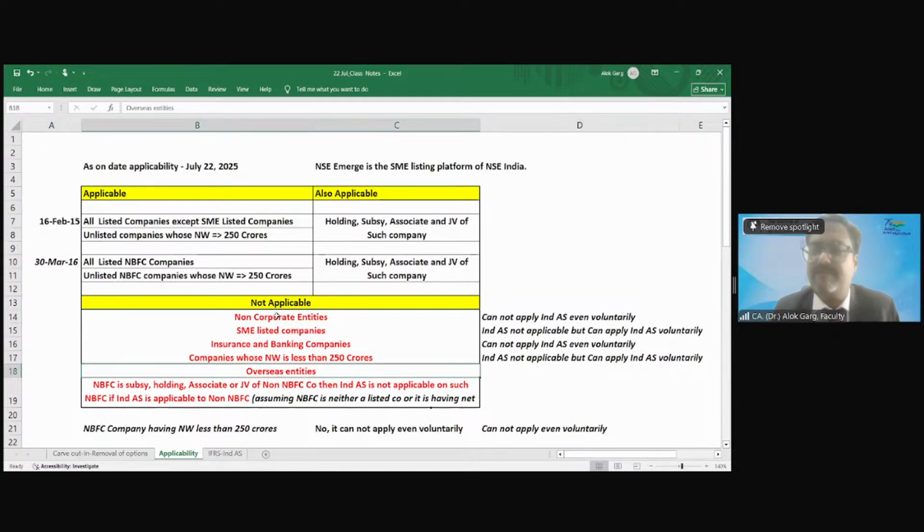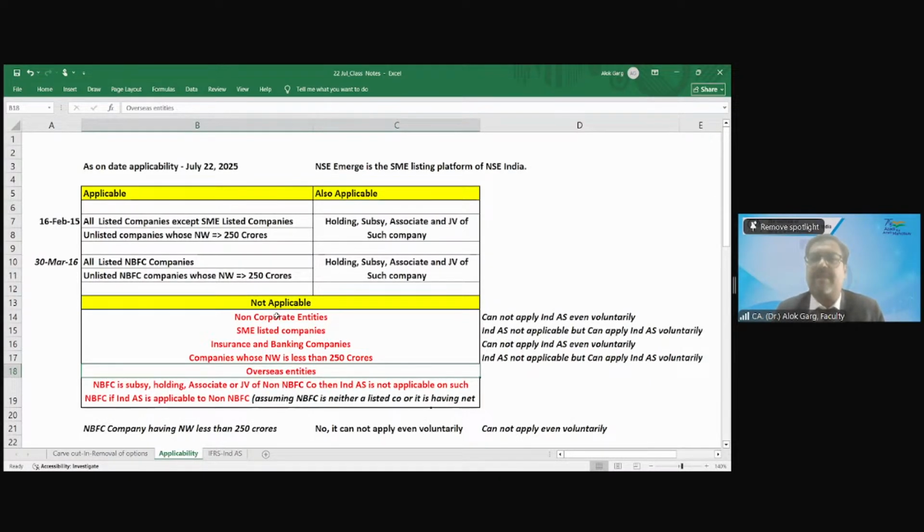Overseas entities. Reliance Industries Limited has invested in the USA. Reliance has a subsidiary in the US. Reliance की एक subsidiary US में है, an overseas entity. Whether the overseas entity will apply Ind AS.